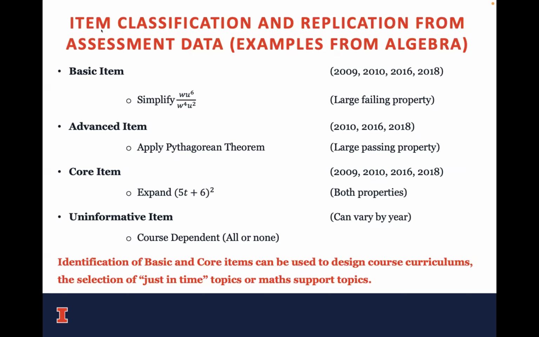So uninformative items, everyone has them or no one has them, don't really tell me who's going to pass or fail. And that, of course, varies from course to course. But once I identify the ones of interest, the core items and the basic items, these are the ones I use to put into my curriculum, to infuse, add in my supports, notify instructors, and put in the activity. Those are the ones I bring together to increase the likelihood that students are going to be successful.